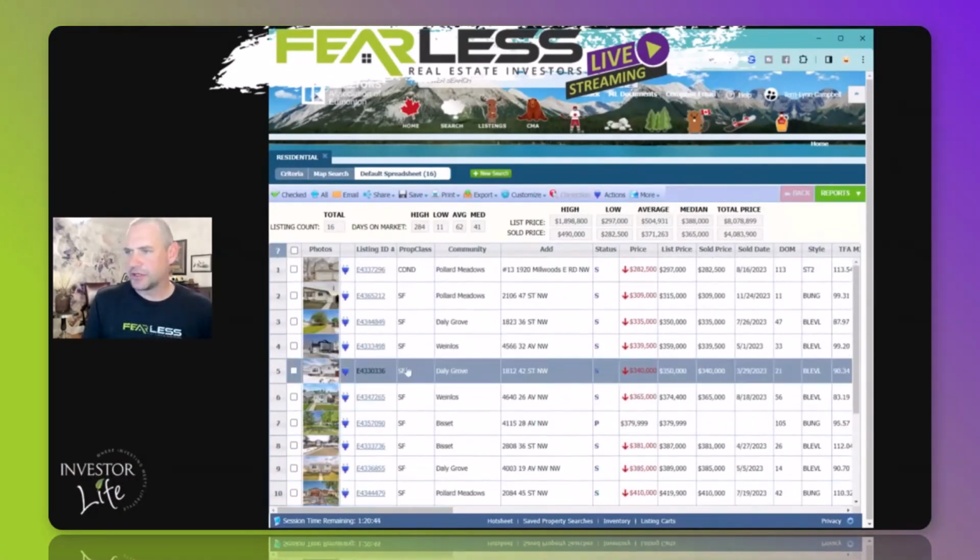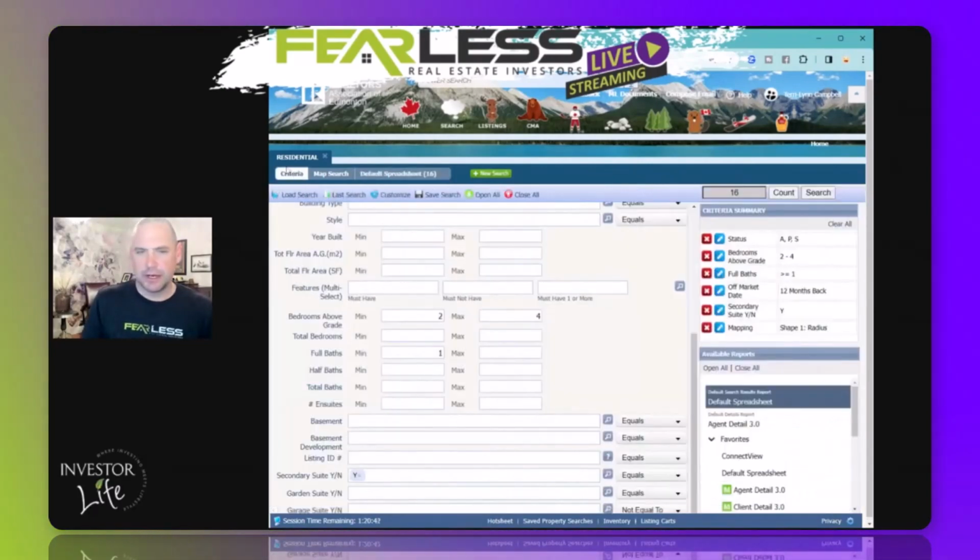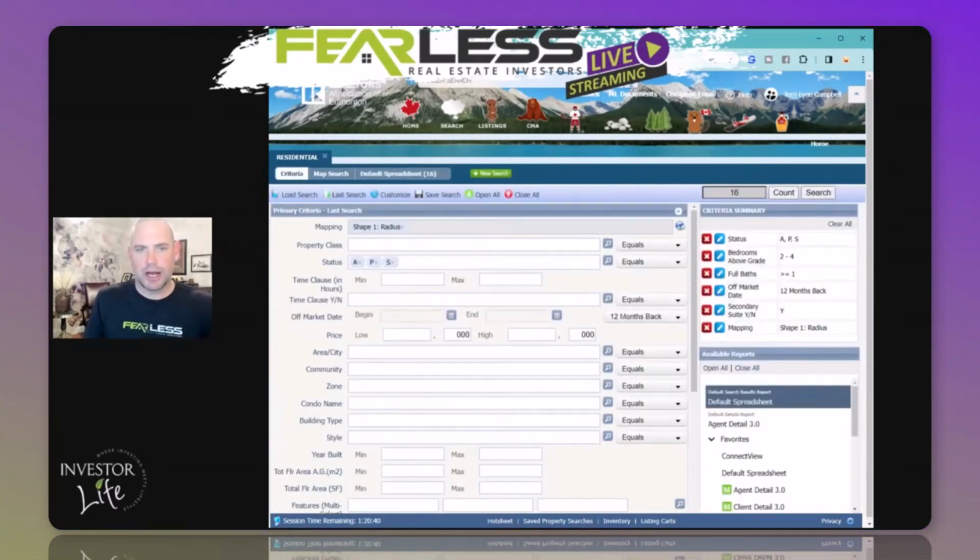Now, I entered a search. We're going to go back to the criteria, and I'm going to show you what it looks like. This is what your realtor is able to see when they log in. You can search so many different ways. You can search by the city, by the neighborhood. You can see these down here: the community, different zones, maybe the name of the condominium building or complex, types of building, et cetera, square footages.